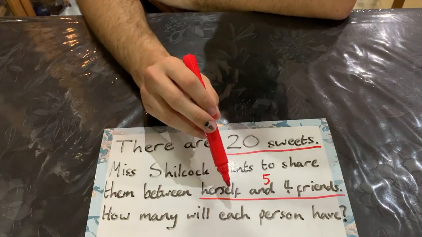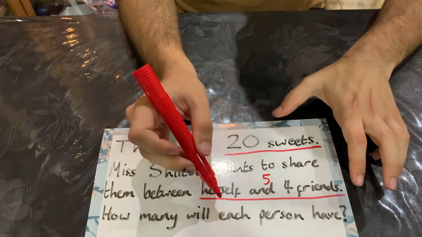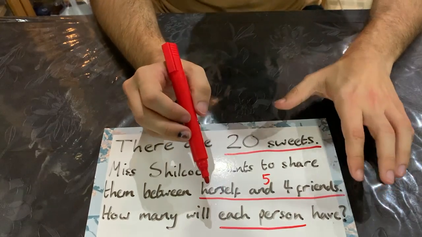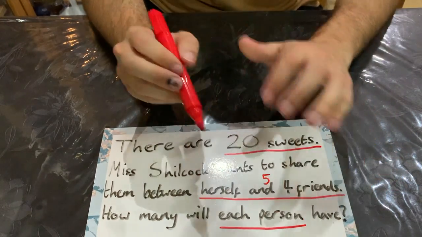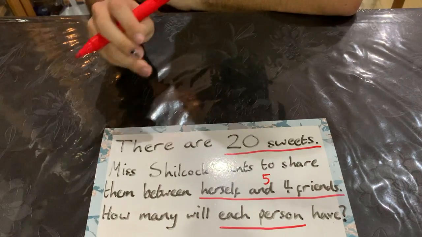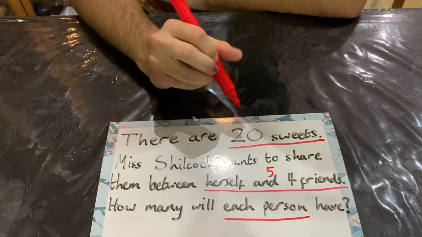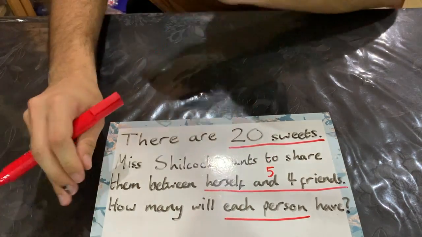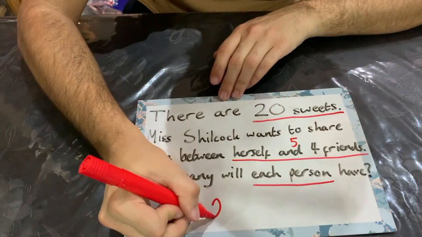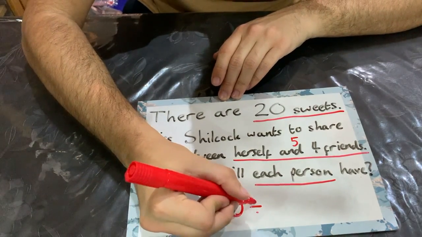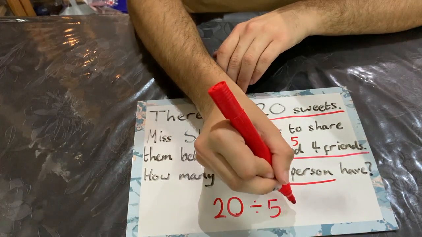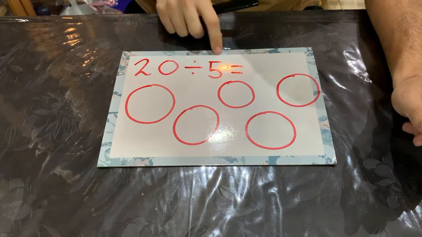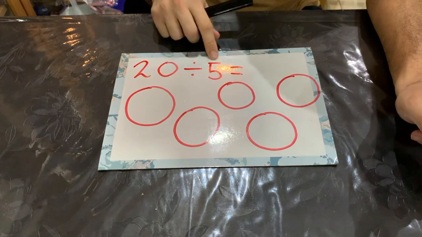How many will each person have? So that's how I know my question is asking for 20 divided by 5, because it's asking for how many each person is going to have. So just like my other questions, I need to get 20 sweets and share it into 5 groups. So that means my question is 20 divided by 5. Okay, so I've turned my word problem into a number sentence now. So it says 20 divided by 5.